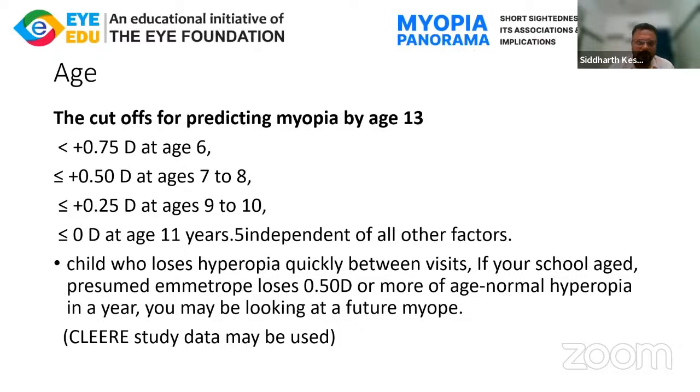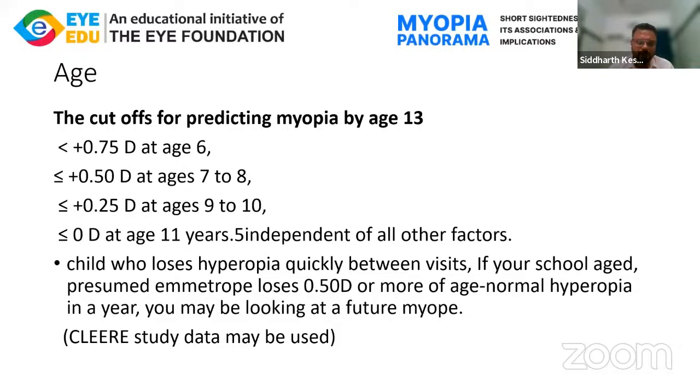So if the hyperopic refraction is less than plus 0.75 at age 6, less than plus 0.5 at 7 to 8, less than plus 0.25 at 9 to 10, and if it is less than 0, or if it is emmetropic at 11 years, then probably the child is progressing towards myopia. Not necessarily, but he is at a high risk.